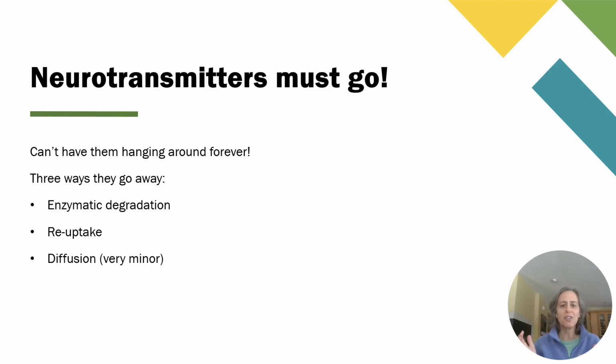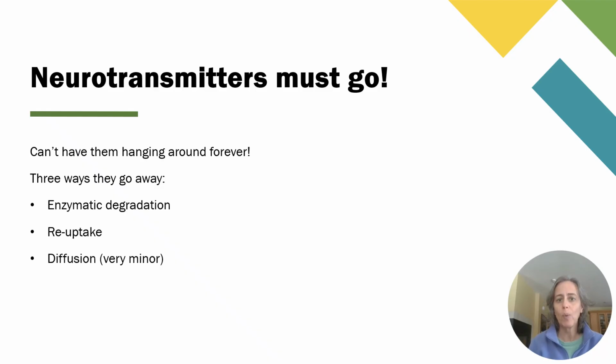We don't want to send a signal and then have that signal always be on, always be on, because we could die. So we want that signal to just be a little burst. And if we want the signal to continue, we'll send some more neurotransmitters. So neurotransmitters can't hang around forever. They just need to be a temporary thing so that we can control all of our nervous system functions.